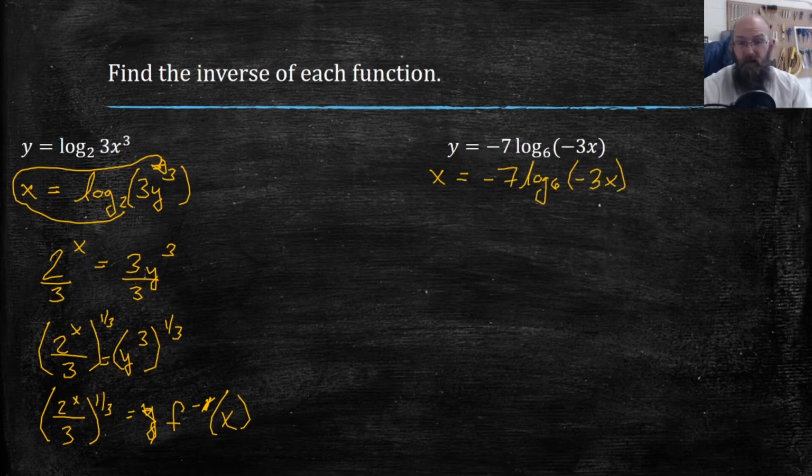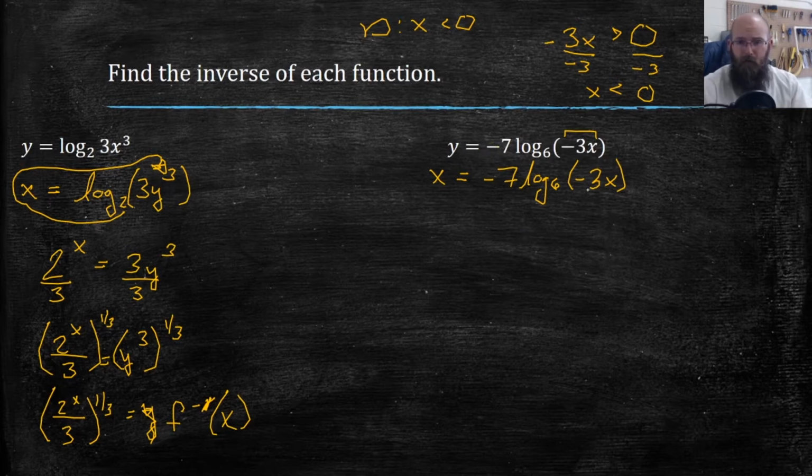Okay, there we go. Little point to bring up here. My original function, the stuff inside my log, that -3x, if I'm looking at my domain, I can't take the log of a negative number, which means that whole -3x must be greater than 0. Let's divide by -3, and x and 0, but now I divided by a negative, so my inequality switches. x has to be less than 0. That's the domain of my original function here. I just want to point that out because we don't talk about that very often, but that's very important.